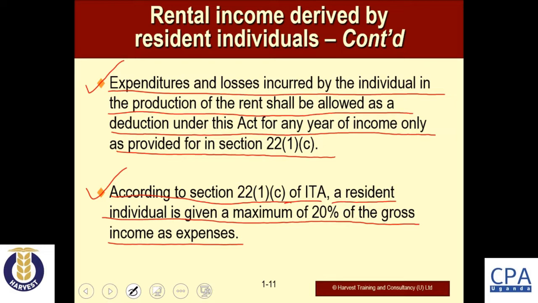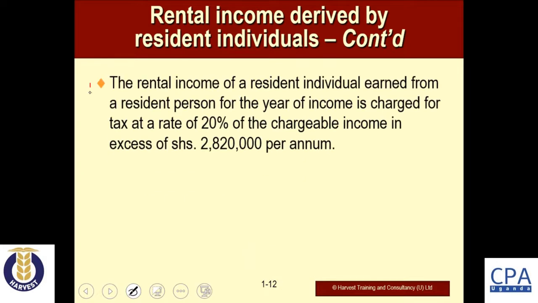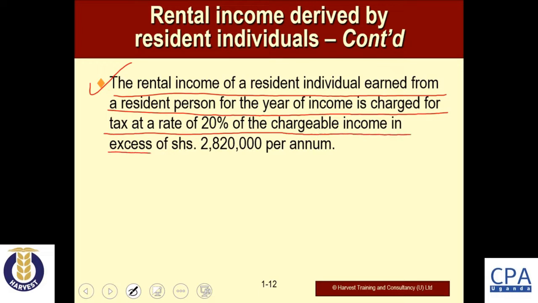And of course, we are going to look at this in our exam type question to determine how much expenses are allowable for deduction if you have derived your rental income. So we continue again by saying that the rental income of a resident individual earned from a resident person for the year of income is charged at a rate of 20% of the chargeable income in excess of 2,820,000 per annum.